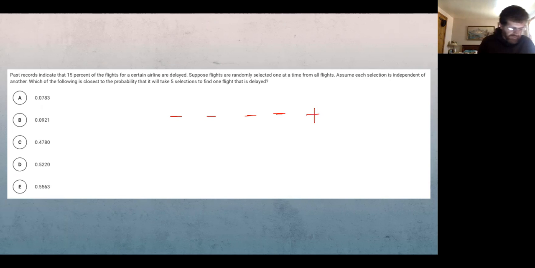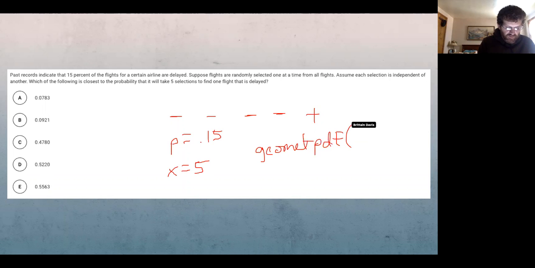So I know that my probability of a delayed flight is 0.15, and I'm looking for my X value, which is the fifth. Now this is a geometric PDF, which is going to be just the probability and your X. And then we can just plug that into the calculator and get an answer.